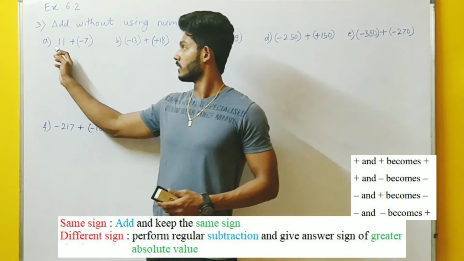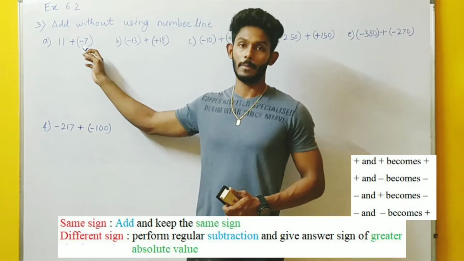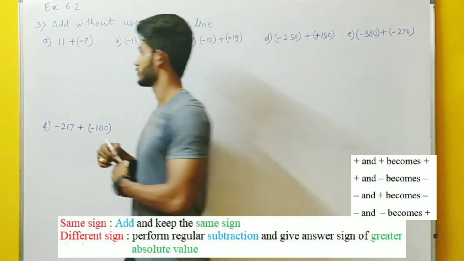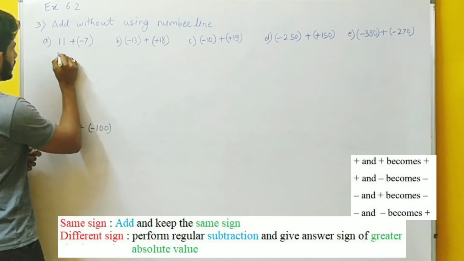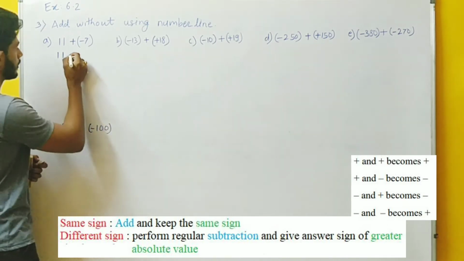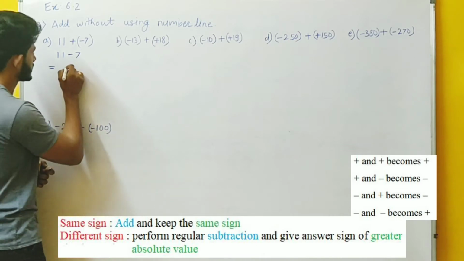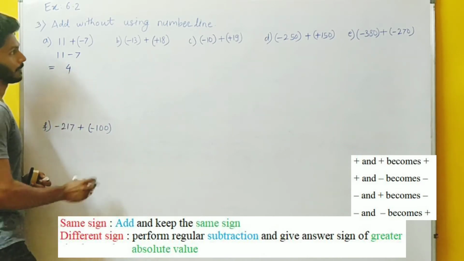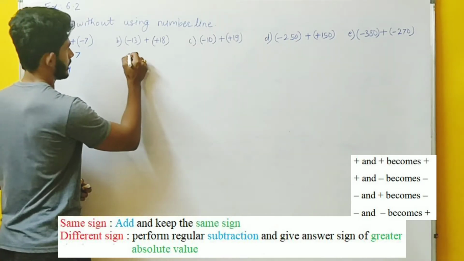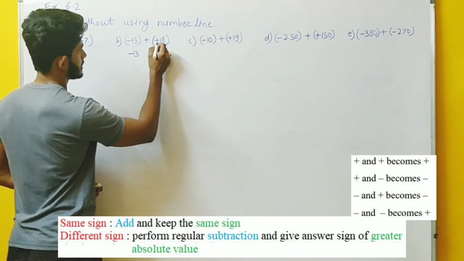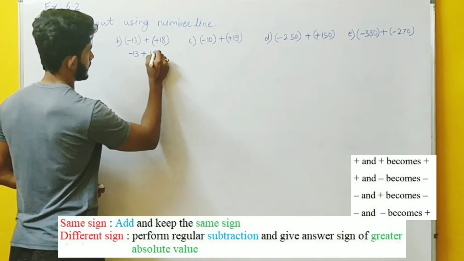Now 11 plus minus 7. So here 11 plus and minus will become minus. And we all know that 11 minus 7 is 4. In this case, minus 13 plus and plus will become plus 18.